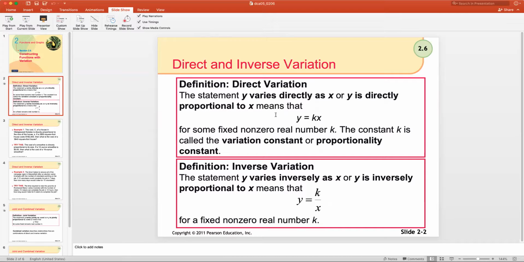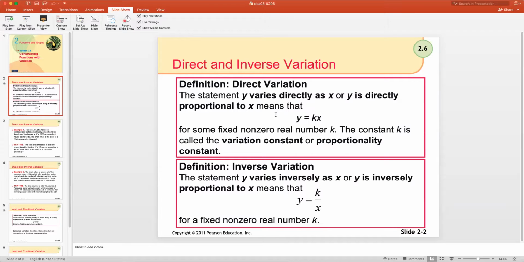So here we're going to talk about this. We want to construct the mathematical equation representing a relationship between two variables x and y in real world problems.